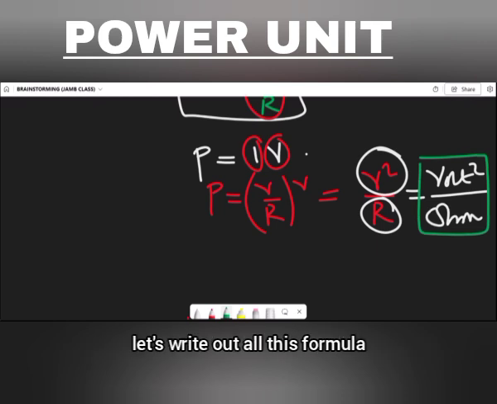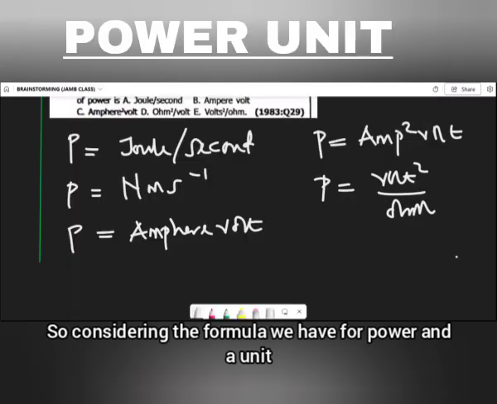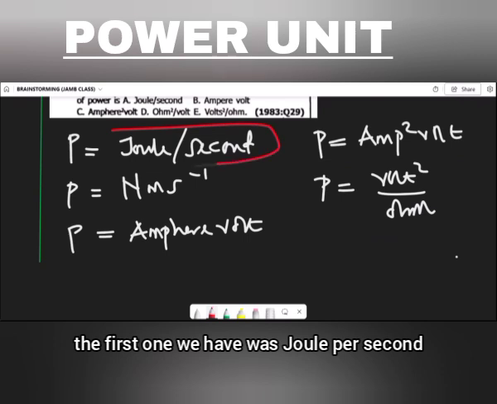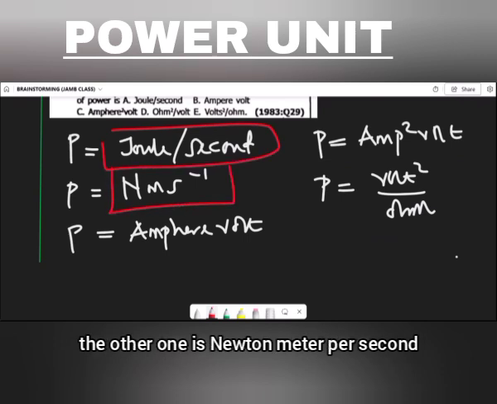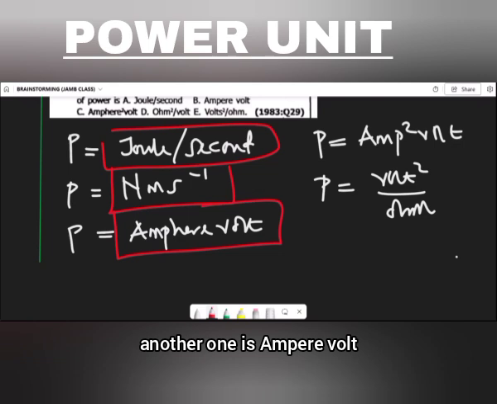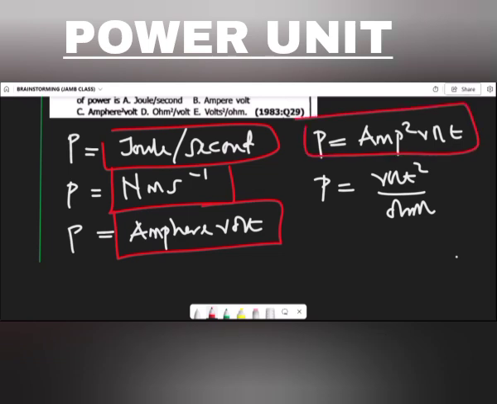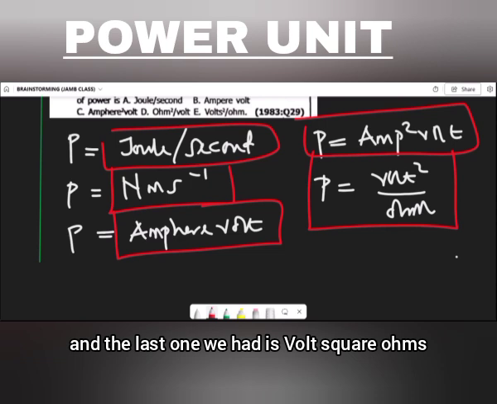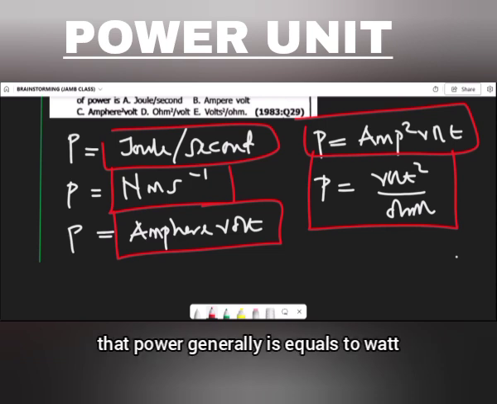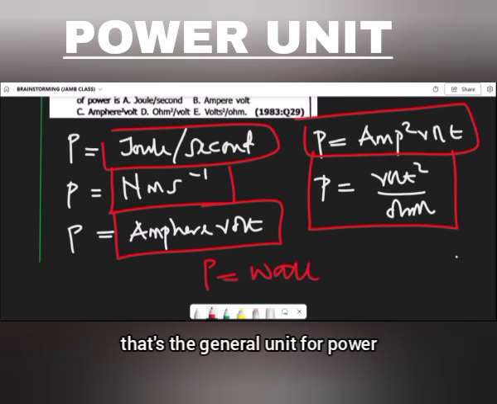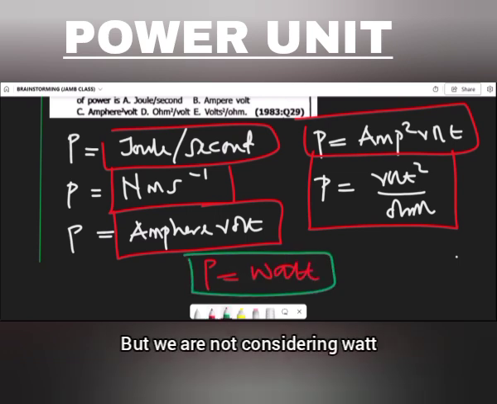Now let's write out all these formulas and see the one that is not there in the options. Considering the formulas we have for power and our units, the very first one we have was joule per second, the other one is Newton meter per second, another one is ampere volt, another one is ampere squared ohm, and the last one we had is volt squared over ohms. Also have it in mind that power generally is equal to watt. That's the general unit for power. But we are not considering watt. So let's look at the options, which of them is the odd one out.